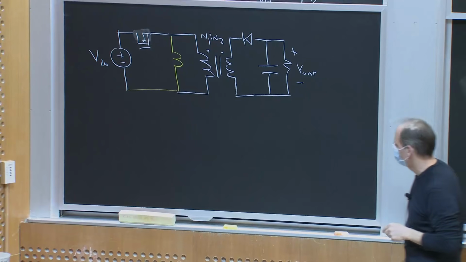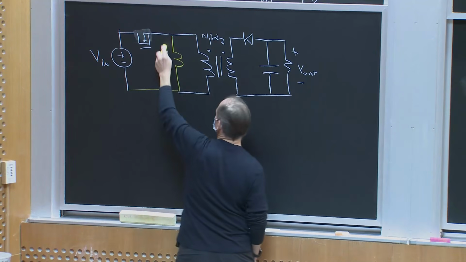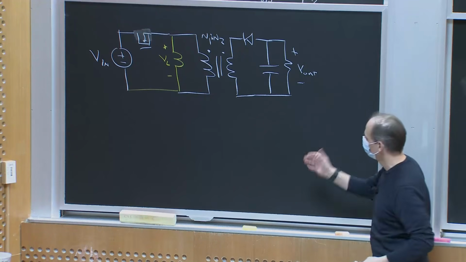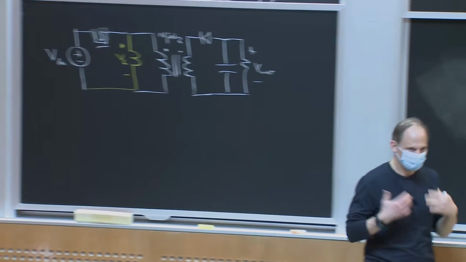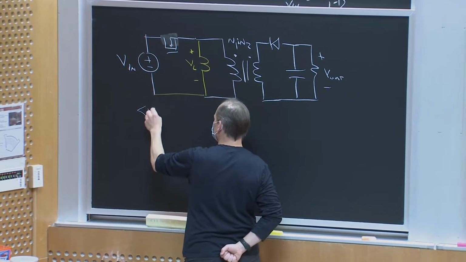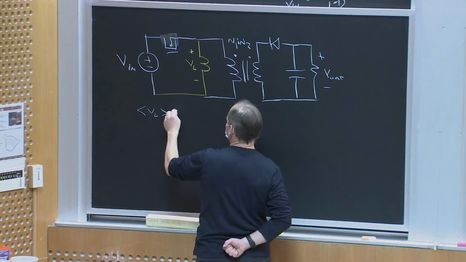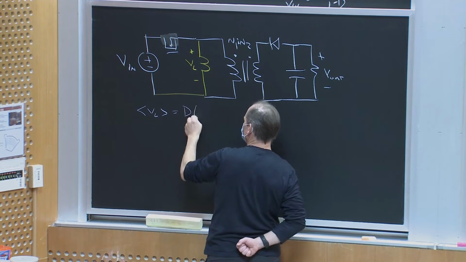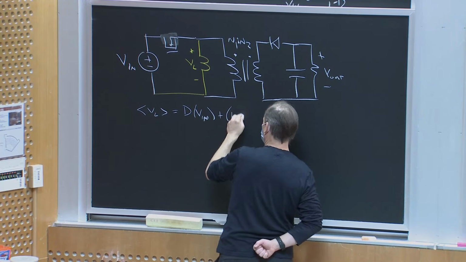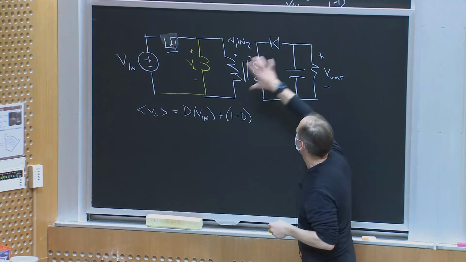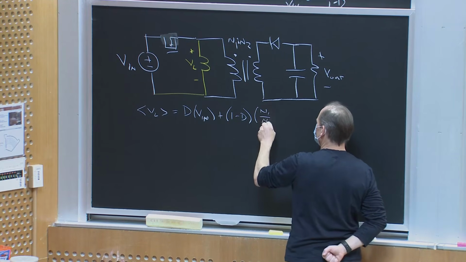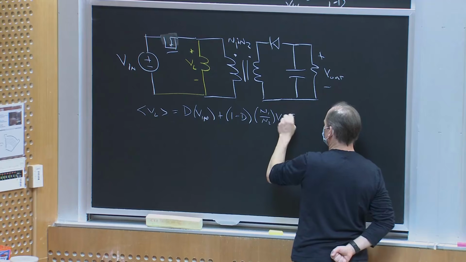All right, so if I do this, here I have VL again. And so what has this thing done to my conversion ratio? Well, if I think about it, in the first part of the cycle, if I look at the average voltage across VL, I get that it's equal to D times Vin plus 1 minus D times N1 over N2 times Vout, is equal to 0.